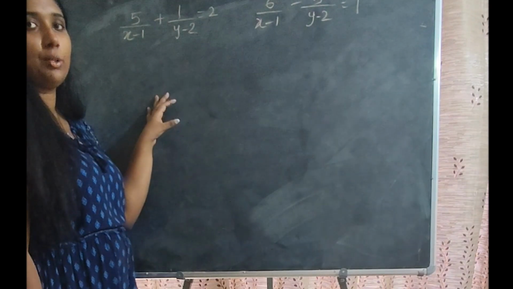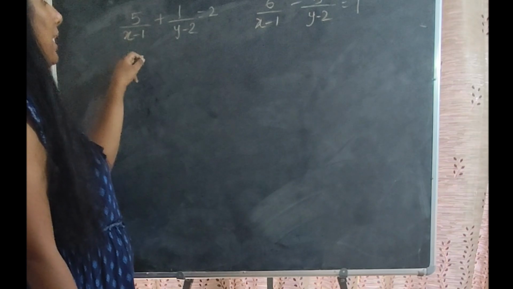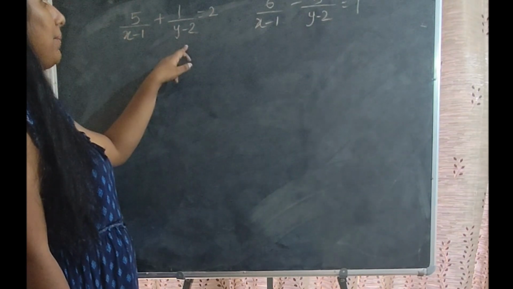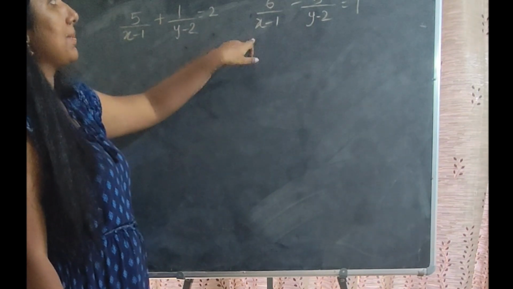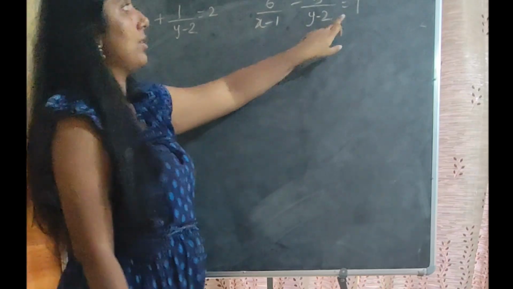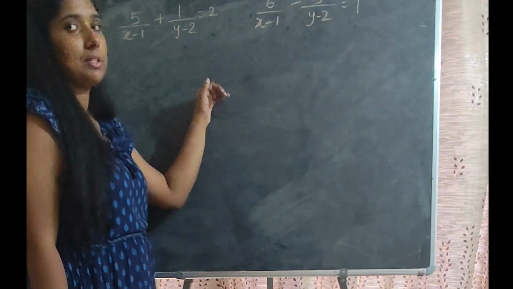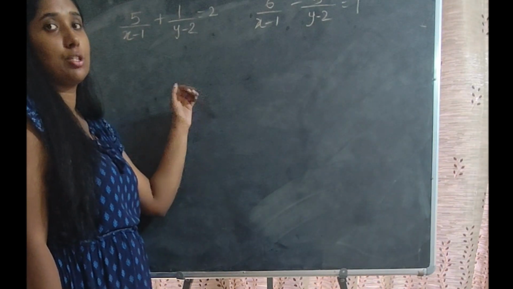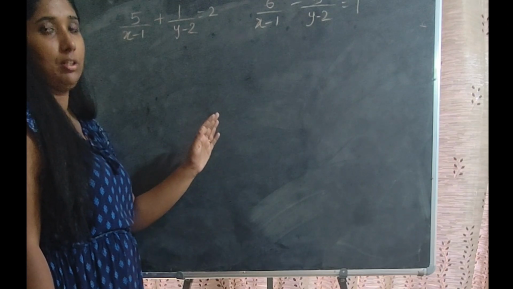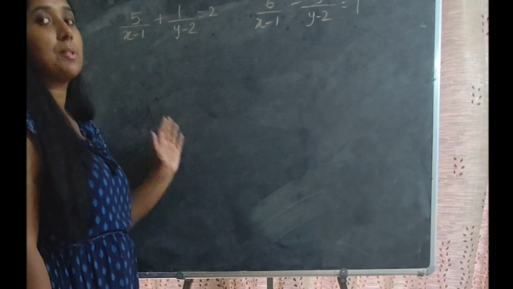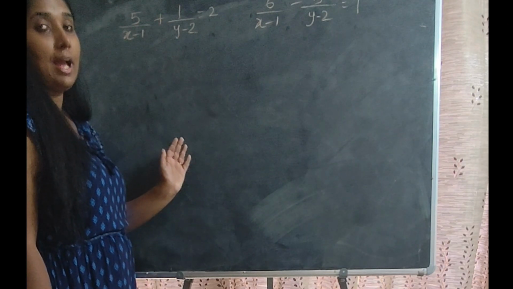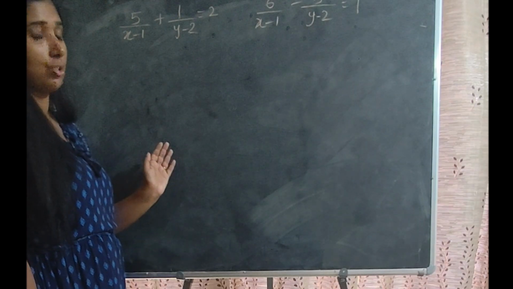Okay friends, now we have this question. 5 by x minus 1 plus 1 by y minus 2 is 2. 6 by x minus 1 minus 3 by y minus 2 is 1. Whenever you have variables in the denominator, you must substitute it with another letter, solve the equations, then resubstitute it back to the previous and then get the solution for the equation.